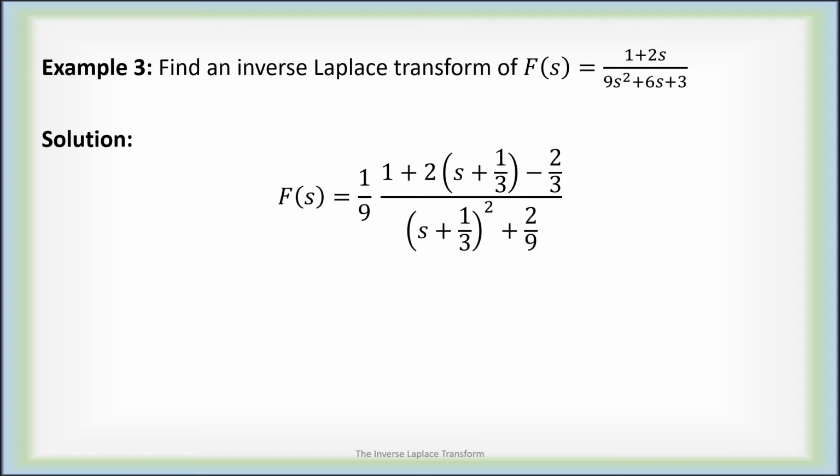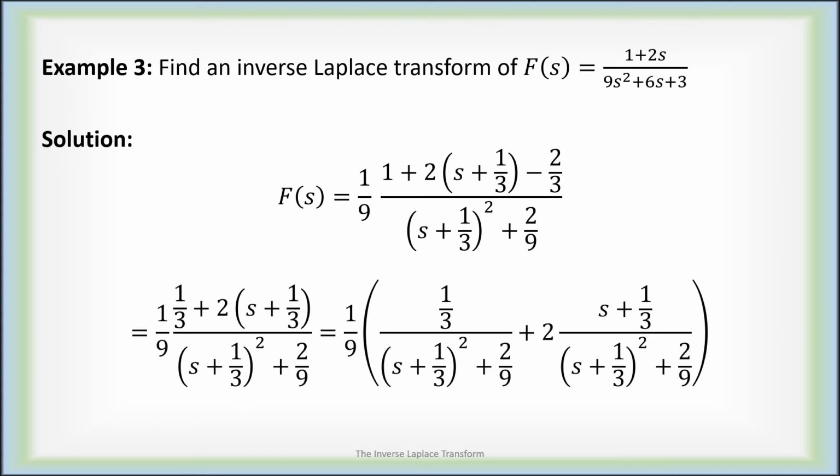So now here is our function capital F of s. Now in the numerator, notice we have a 1 and a minus 2/3. Simplifying that, we just get a 1/3. Here is our 2 times s plus 1/3. We still have this 1/9 hanging out in the front. Now inside, I can break this up into two pieces. The 1/9 has been factored out. Here's my 1/3 over the denominator plus 2 times s plus 1/3 over the denominator.